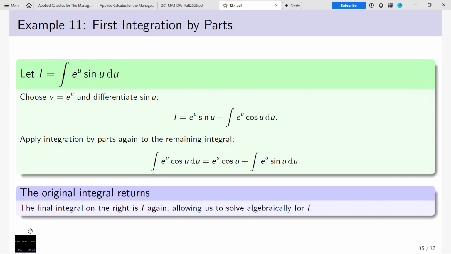After 2 rounds of integration by parts, the original integral reappears. This is useful, not a failure. Move it to the other side and solve for it like an algebraic variable.